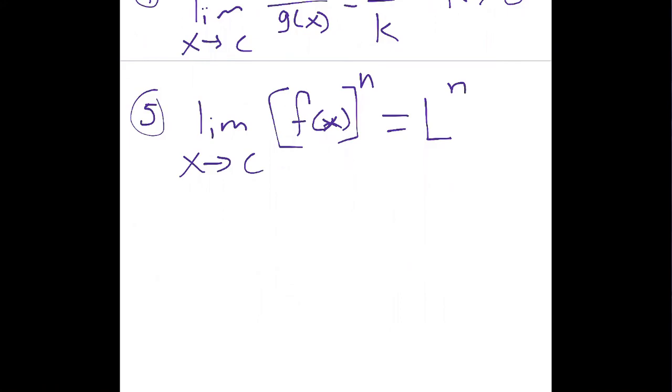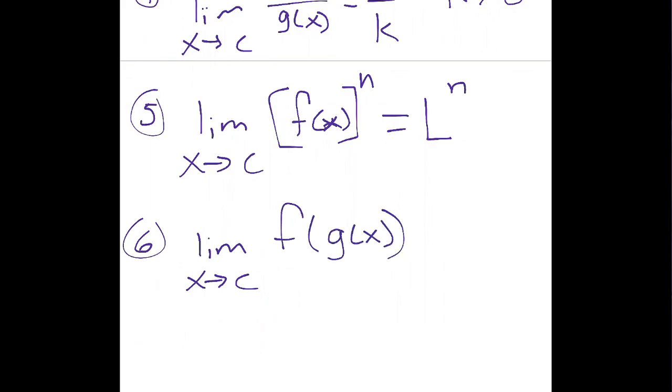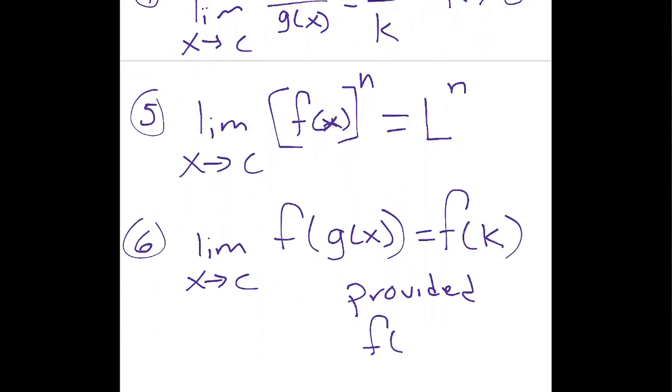The last one is the following. The limit as x goes towards c of f of g of x. Generally speaking, that would be f of k, provided f of k exists. Okay, so it's got to exist. So if it doesn't exist, we could have issues.